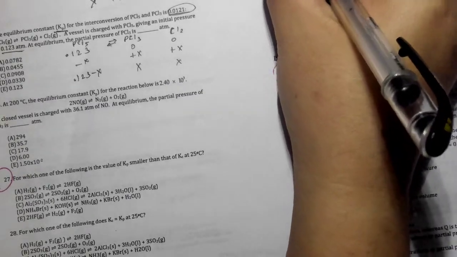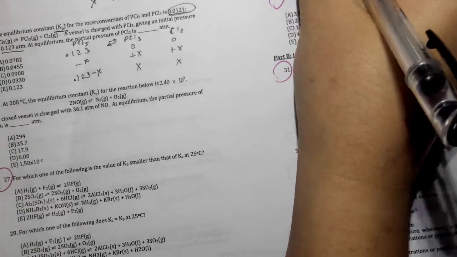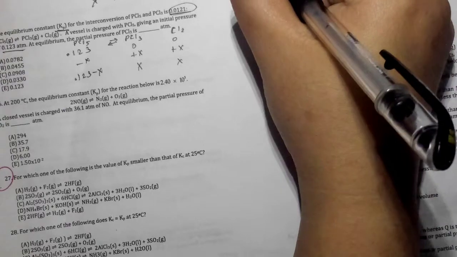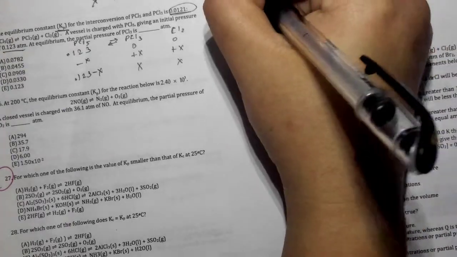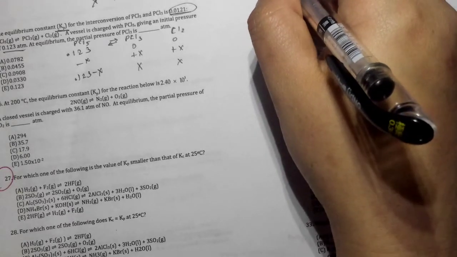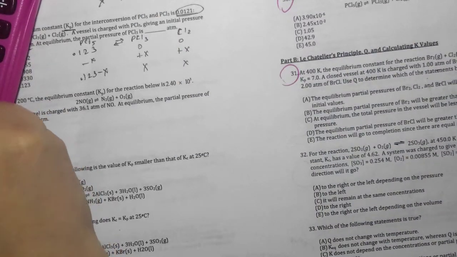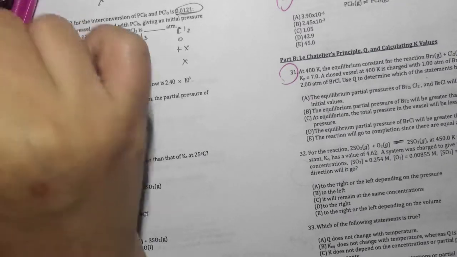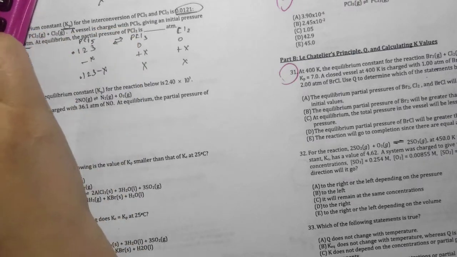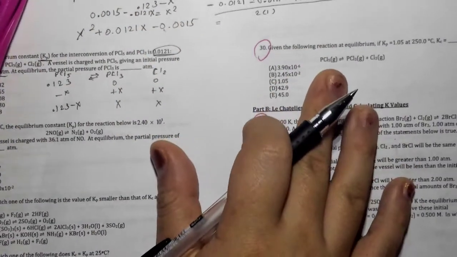0.0121 squared minus 4 times 1 times negative 0.0015, over 2a. Okay, so I solve this. We're gonna pick plus again. Okay, so 0.0121 squared plus... So that will give you... Oh, sorry, you can't see any of that.